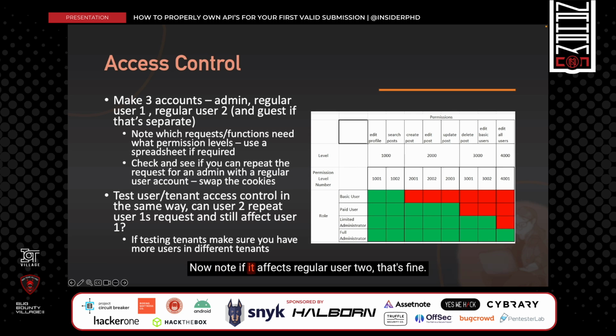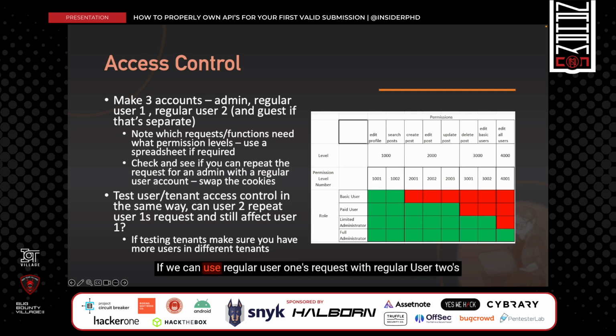Now, note, if it affects regular user 2, that's fine. If we have, say, a create post endpoint, and if we use user 1's cookie, it creates a post on user 1's account. If we use user 2's cookie, it creates a post on user 2's account. That's fine. That's working as intended. That's not a vulnerability.